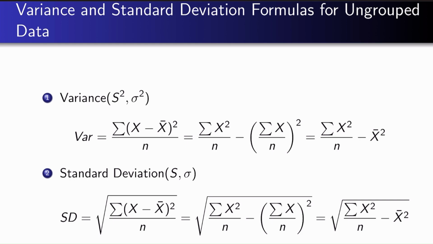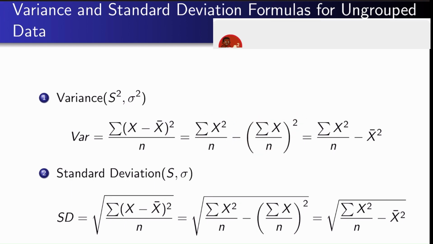To compute the mean and the standard deviation of ungrouped data, we use the following formulas. The variance, which is also denoted by s squared or sigma squared, is computed as the summation of x minus the mean all squared divided by n, where n is the number of points.